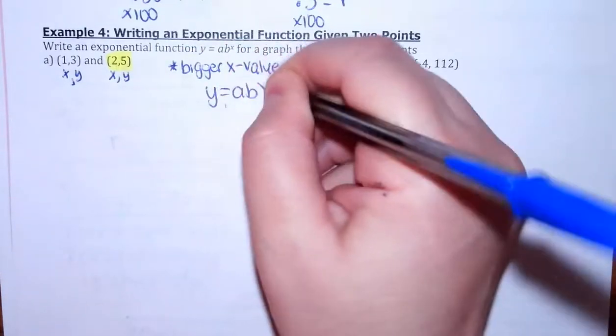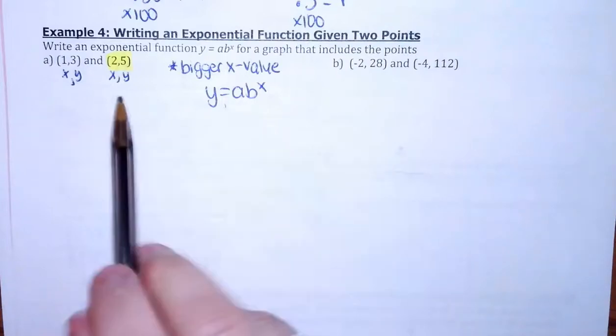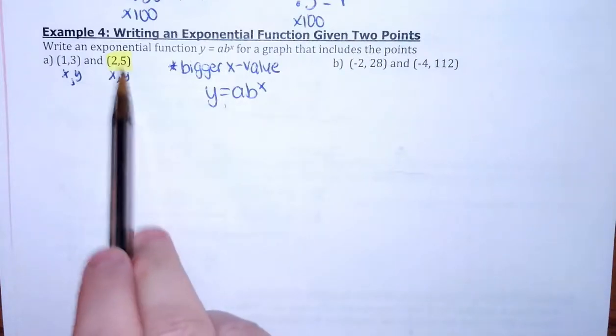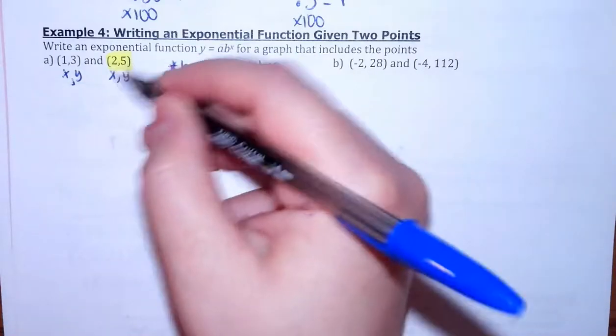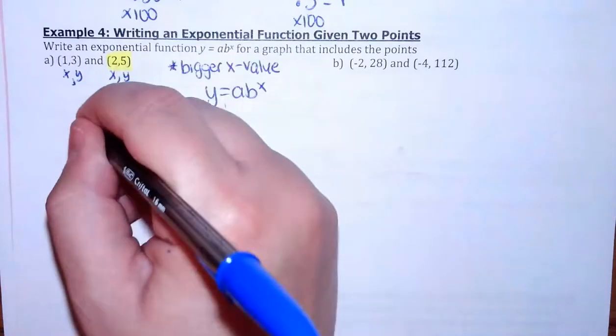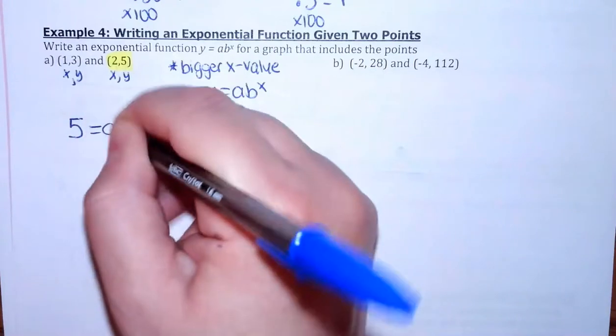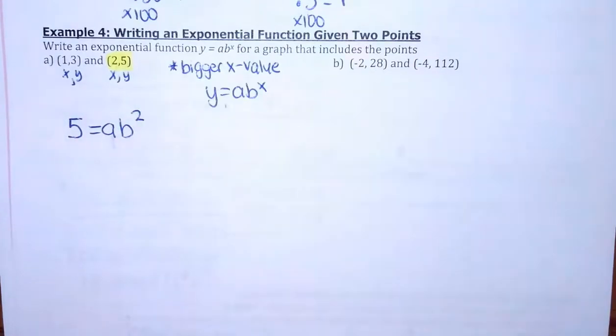I'm going to write it over here. But what I'm going to do is actually sub in those numbers for the x and the y. So for this point, start with the x value that's bigger first. So y is 5 when x is 2. The 2 variables we need to figure out here are a and b. And this is the fastest way you can do this.